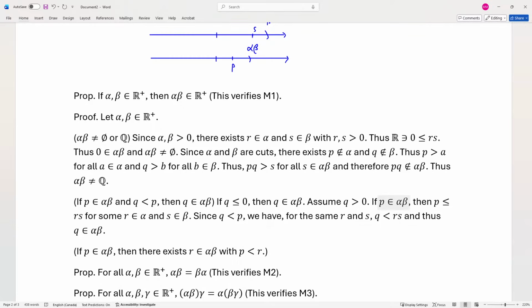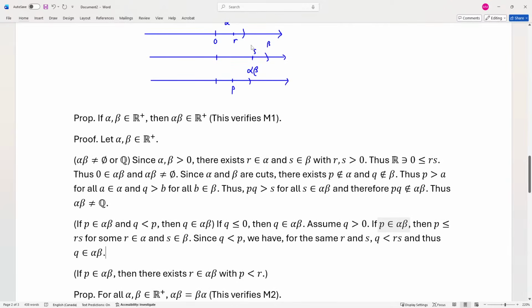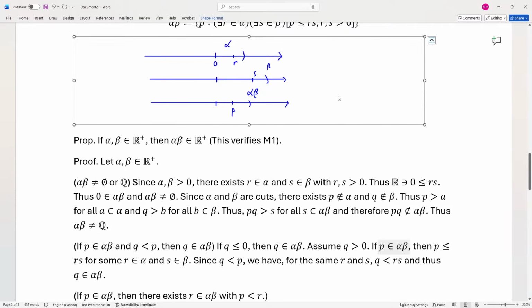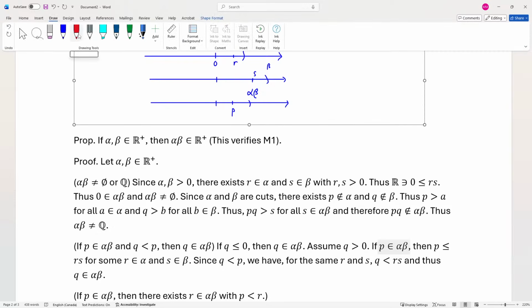Well, to do so, we would have to construct another element R. This is trickier. So how do we do that? Well, we have to make use of the fact that alpha and beta have no greatest element. So alpha has no greatest element, so there is something that is greater than R and something that is greater than S, and their product must be greater than R times S, basically. So how do we, based on that fact, construct an R? So we will have to do some scratch work, basically.